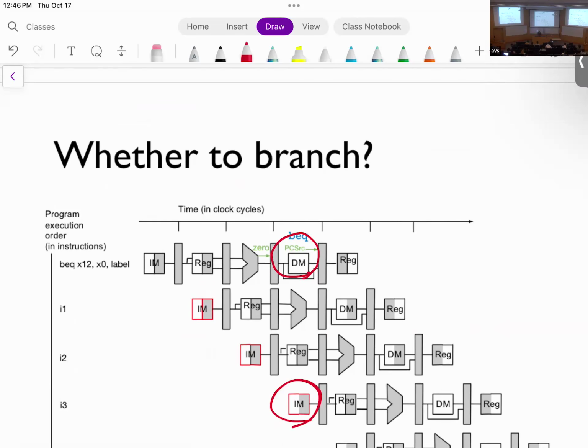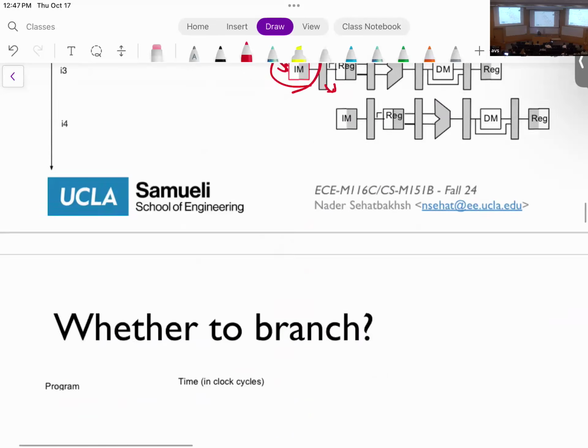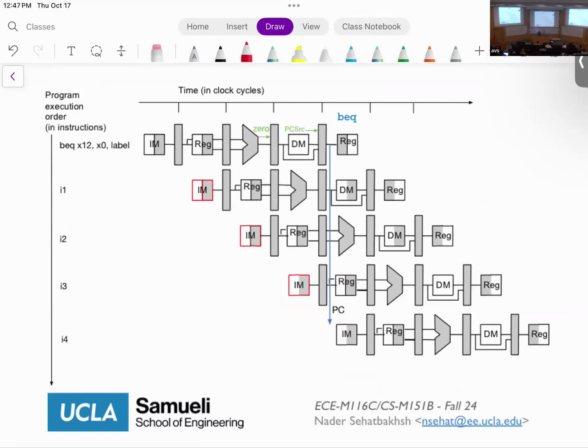But again, since this is not the beginning, this is somewhere in the middle, I cannot fetch an instruction at the beginning of this stage. So I need to wait until here so that I can safely fetch an instruction. Okay? So in other words, I'm going to fetch the instruction from here. If I know the value here, I can then tell the PC that this is the correct value, and at this point, I'm going to fetch the instruction.